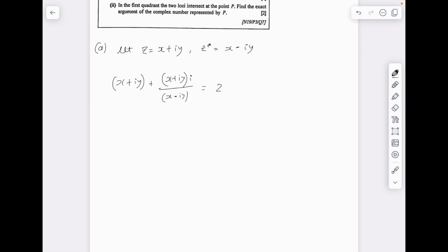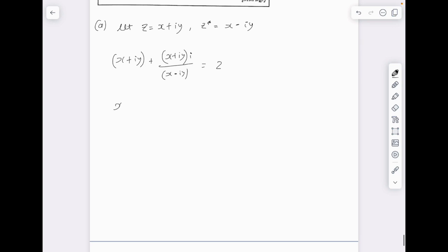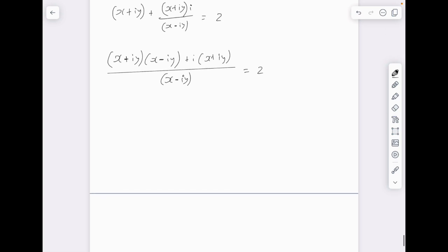All you have to do is the following. What we have to do is, okay, fine: x plus iy, then we've got x minus iy, plus i times (x plus iy). This is all going to be over x minus iy. Okay, it's going to equal 2. Brilliant. So now what we can do is we can get this onto both sides.